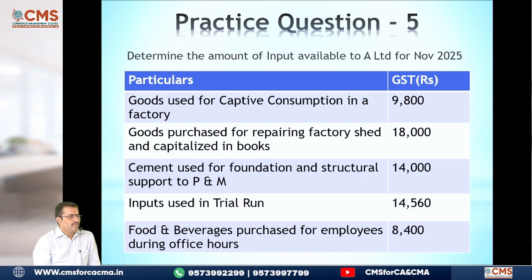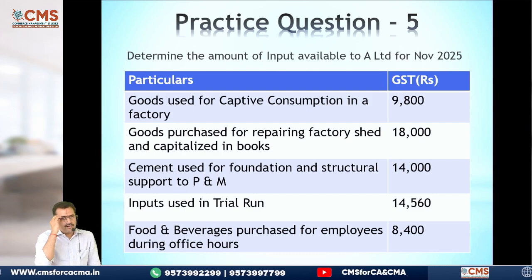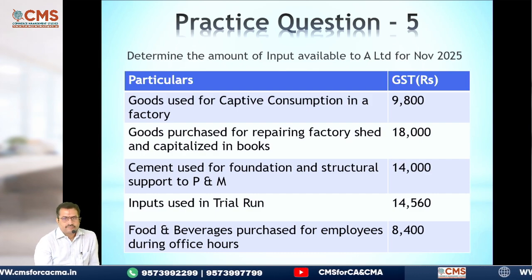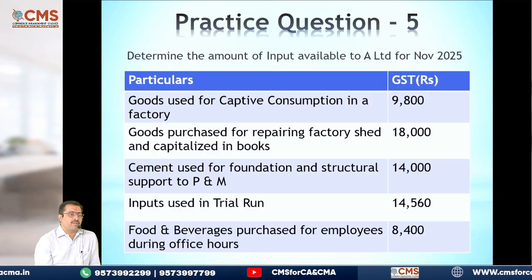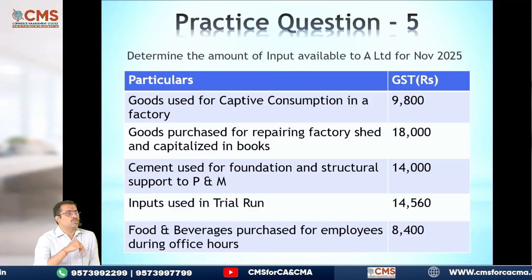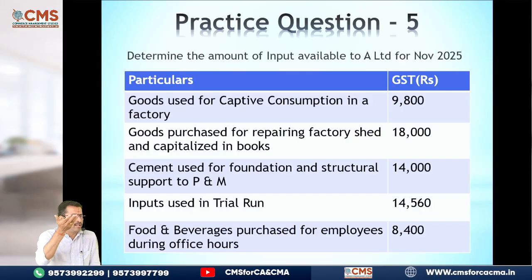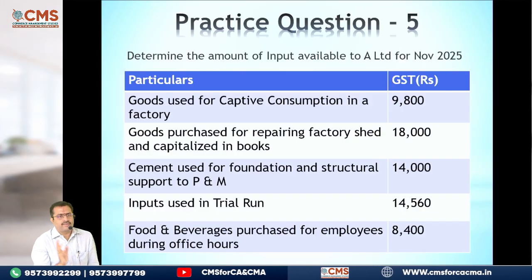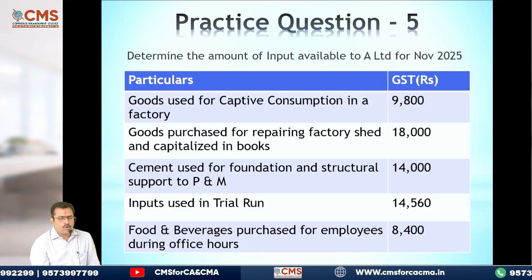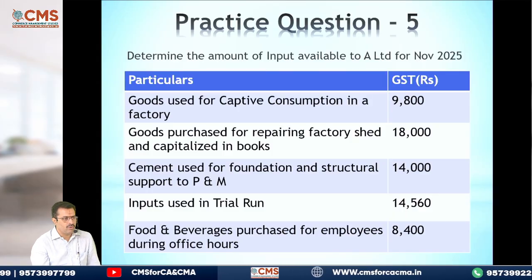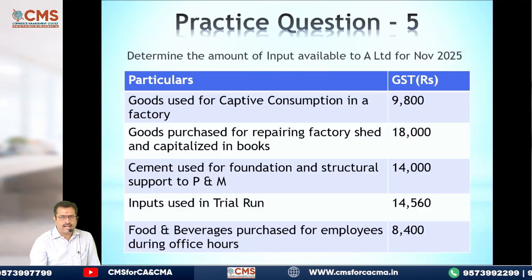Just now we told. Food and beverages, will it be available? Only if it is required by law, or if the inputs are used for providing further output supply only. So here that is not there. Hence it will not be available. So what all will be available? The first 4, ITC will be available. Only the last one you cannot avail the ITC.